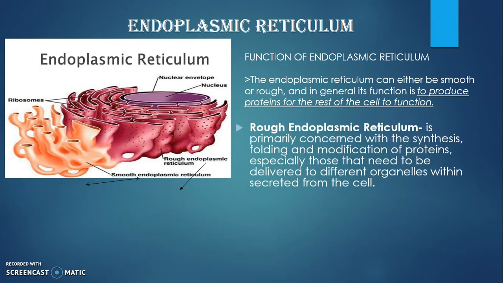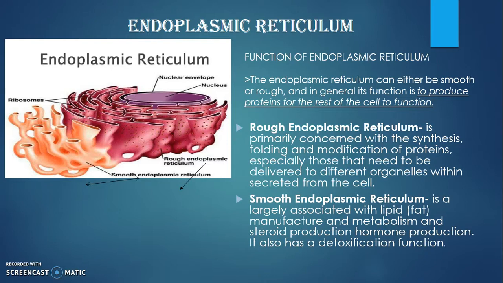There are two types of endoplasmic reticulum. The rough endoplasmic reticulum is primarily concerned with the synthesis, folding, and modification of proteins, especially those that need to be delivered to different organelles or secreted from the cell. Another is the smooth endoplasmic reticulum. These are largely associated with lipid fat manufacture and metabolism, steroid production, and hormone production. It also has a detoxification function.